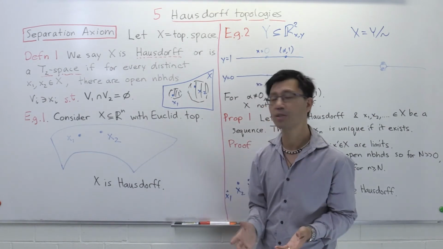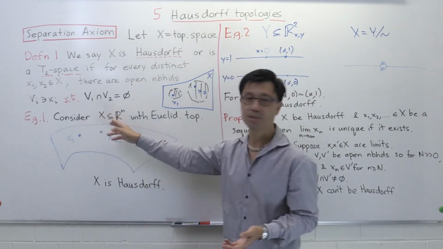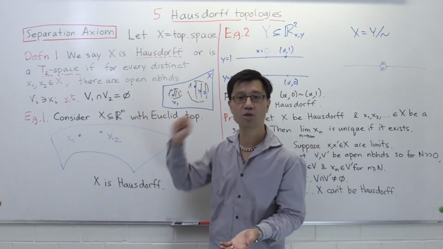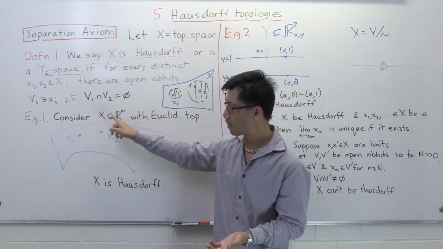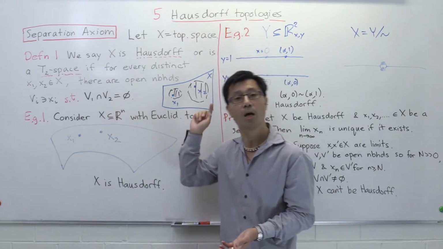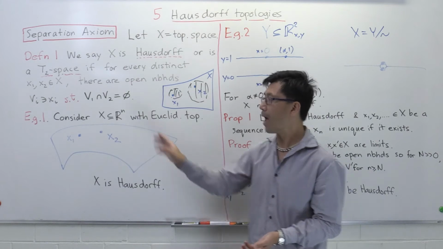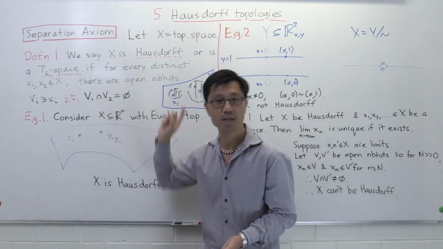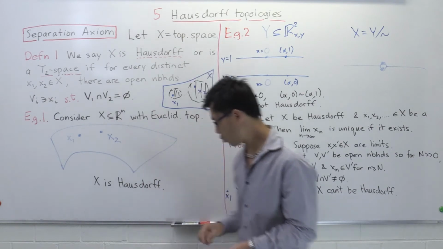The first thing to note is that any subset of Rn, remember that Rn has a default Euclidean topology, and since a subset of a topological space has the subspace topology, that's also called the Euclidean topology. And any subset of Rn with the Euclidean topology is Hausdorff. So why is that true?